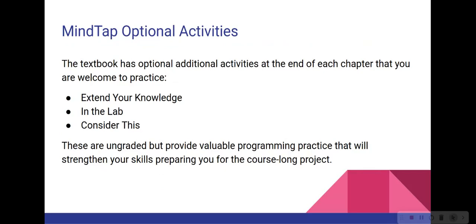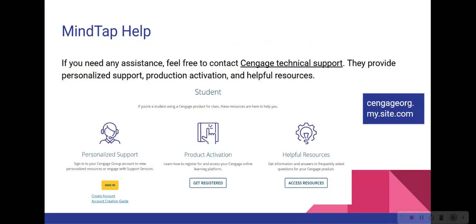Cengage Mind tab also has optional activities that are ungraded but may be helpful for students, especially in preparing programming skills for the group project starting in Module 13. For help with Cengage Mind tab, including creating accounts, registration, and troubleshooting, students can contact Cengage technical support directly. Students are encouraged to bookmark the help URL shown here in the blue box.